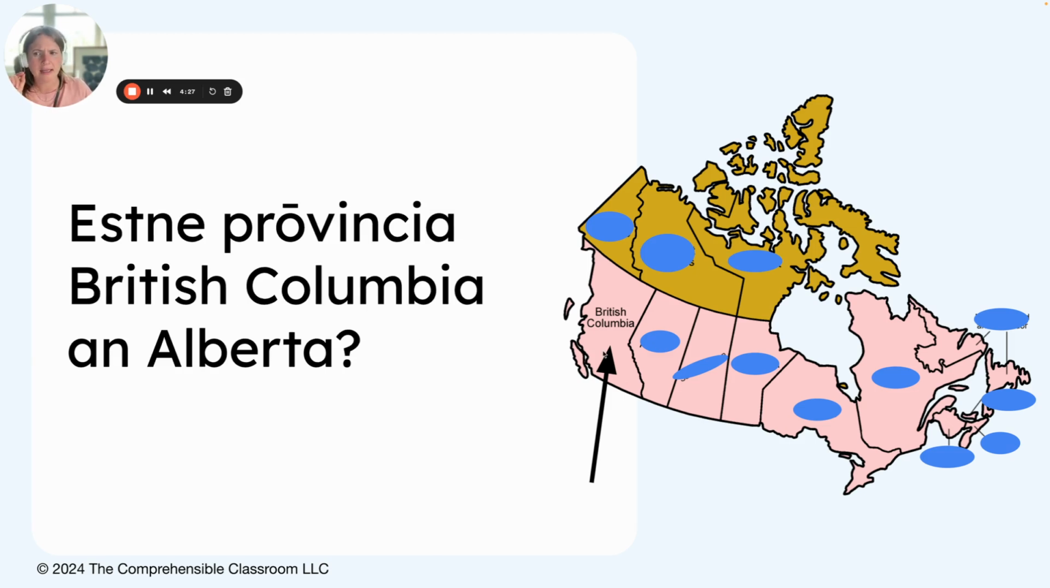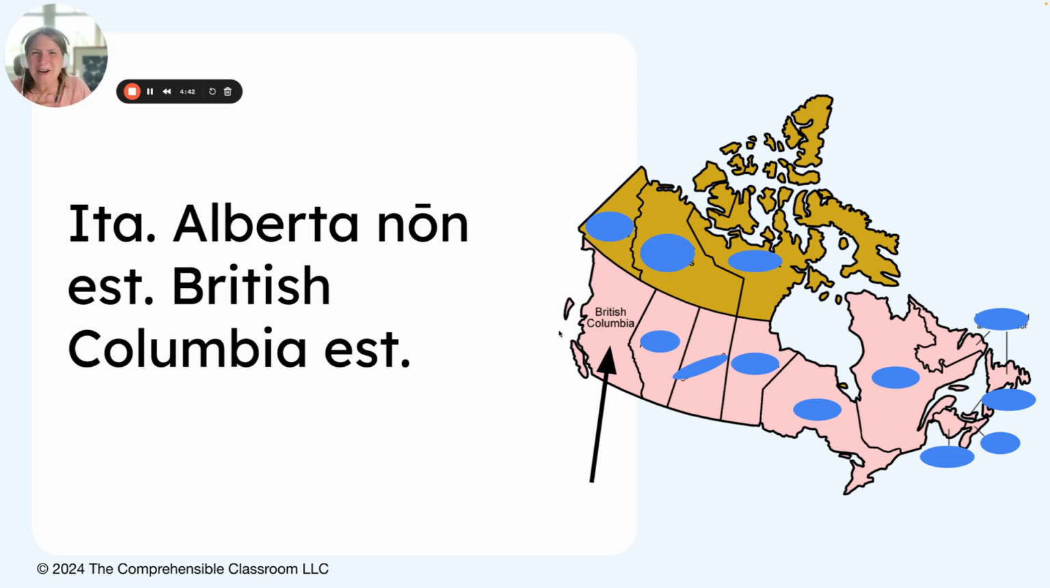Esne provincia British Columbia an Alberta. It's obvious, right? Alberta non est. British Columbia est.